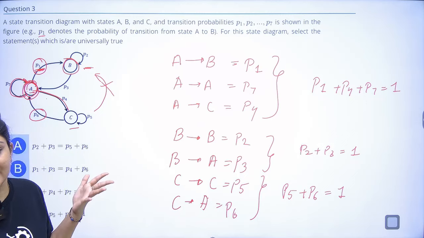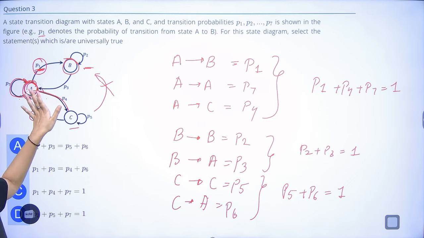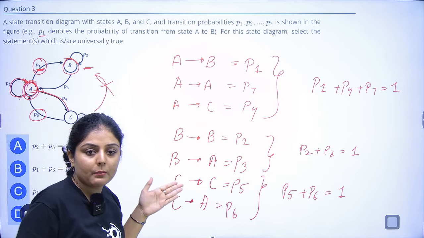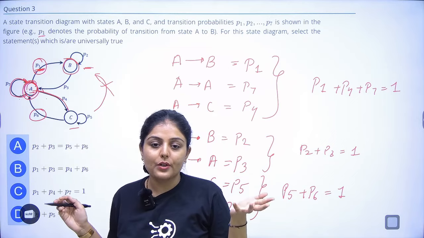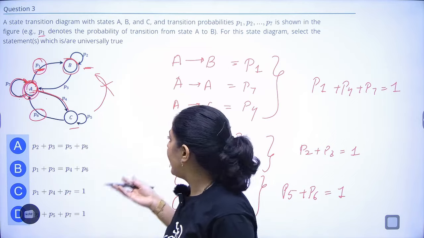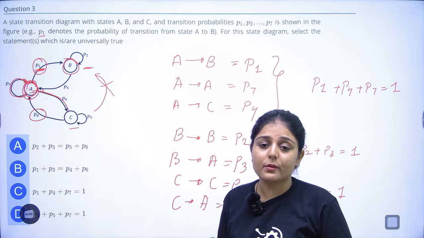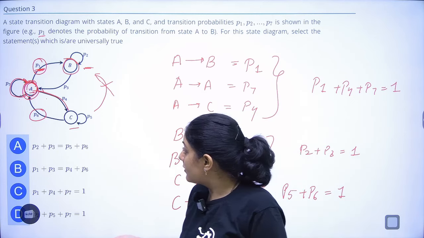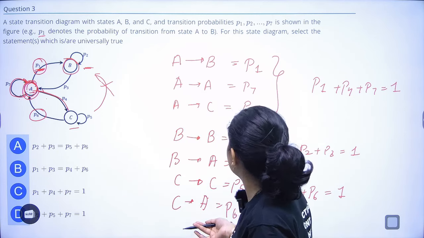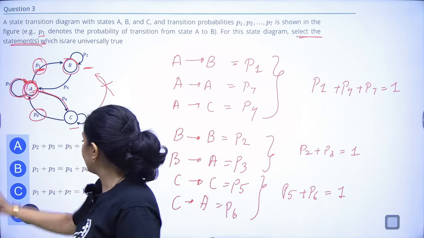Easy, there is no rocket science in it. Just take one state at a time and find all the outgoing probabilities. For A there were 3, for B there were 2, for C there were 2. We just calculated them, and the sum of all the possible probabilities will be equal to 1. Now we have to match the options. This is a multiple select question, so we select the statements.